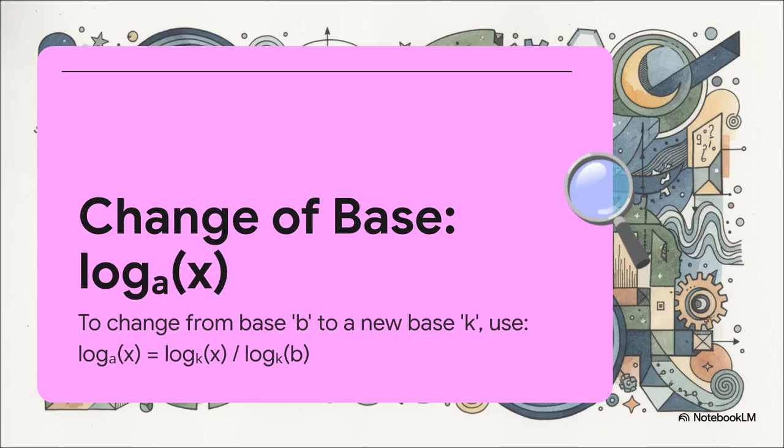So here it is. The real power of this formula is just how flexible it is. It says you can take the logarithm of some number x in any base b and convert it to a brand new base k. And here's the best part. k can be anything you want it to be. You just make a fraction, the log of the original number goes on top, and the log of the original base goes on the bottom, and you write them both in your new chosen base.